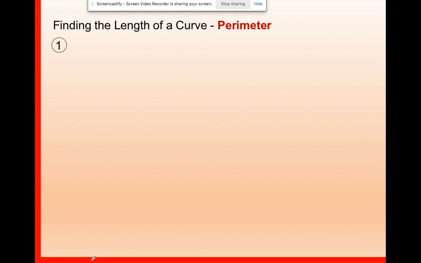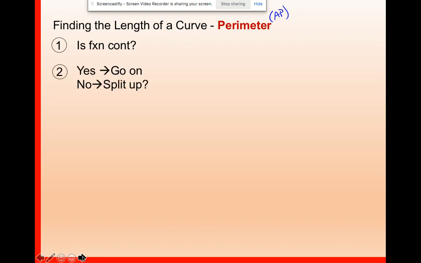So here's my strategy for finding the length of a curve. And again, remember I told you AP likes to apply this in a perimeter problem. Is your function continuous? I don't know how many times I need the arc length if my function is not continuous. But if it is, I'm certainly going to go on and just put it in. If it's not, do I need to split it up? Maybe there's a hole or something like that. Or a jump. Don't see this happen very often. I don't care about the arc length of something that's not continuous.